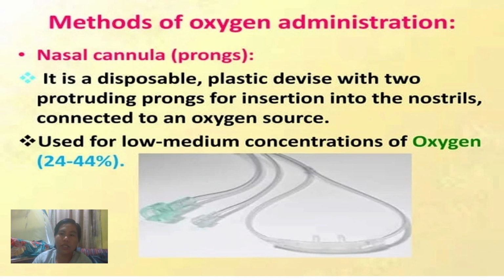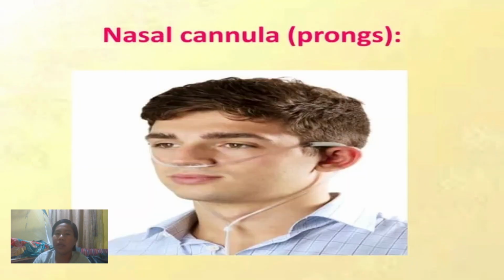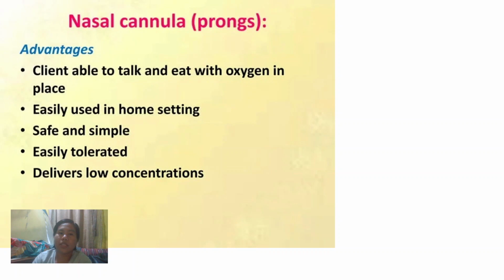Methods of oxygen administration. Nasal cannula. It is a disposable plastic device with two protruding prongs for insertion into the nostrils, connected to an oxygen source. Used for low-to-medium concentrations of oxygen, 24 to 44%.